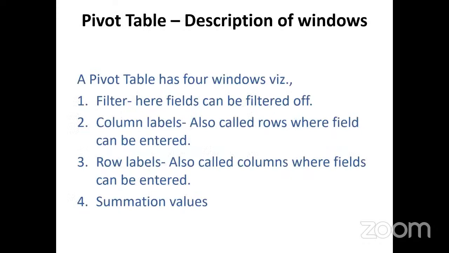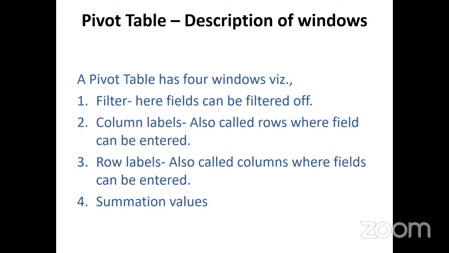Coming to the structure of pivot table, a pivot table has 4 windows, or quadrants. They are arranged adjacent to each other. These 4 windows are: one is filter, another one is column label, third one is row label, and the fourth one is summation values. Now, each of the windows has its own function.